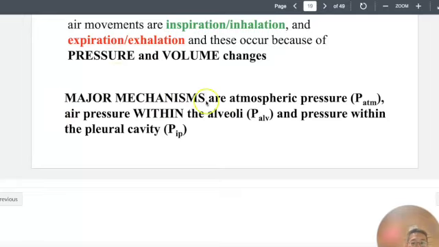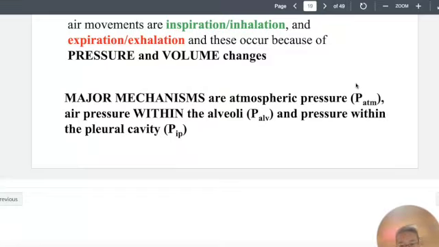Major mechanism, so atmospheric pressure. As you know, the atmosphere has something called atmospheric pressure, which is always pressing down on you. That's why when a fish comes out of the water, they can't breathe, because there's a pressure pushing down on their gills. But we're used to the weight of the atmosphere.